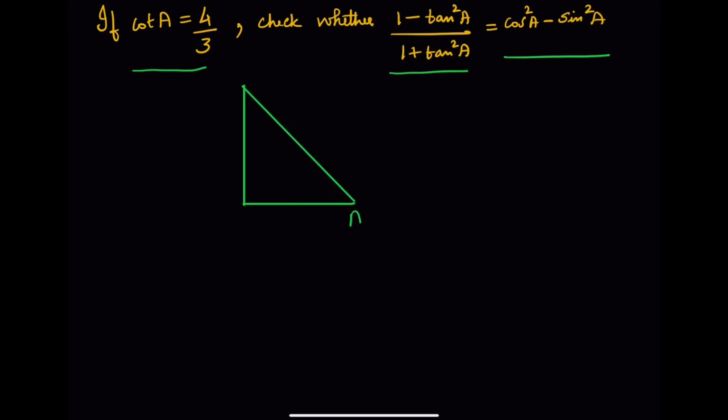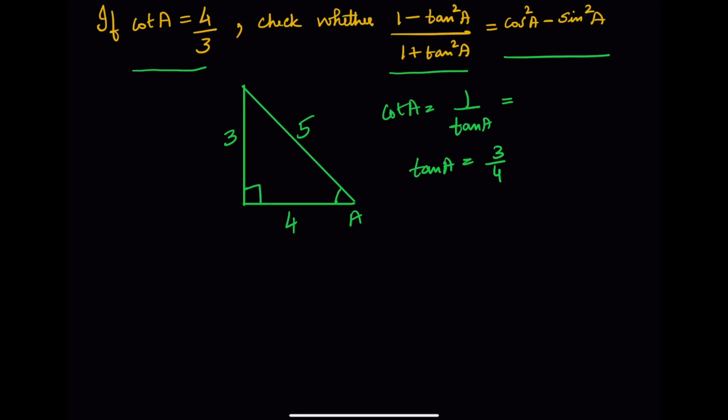If this is A, the angle for which we are looking for the trigonometric functions, cot A is 1 by tan A. What would be the value of tan A? It would be 3 by 4. If tan A is 3 by 4, that means the opposite side is 3 and the adjacent side is 4. And the hypotenuse would be the square root of 3 square plus 4 square, which is 5.